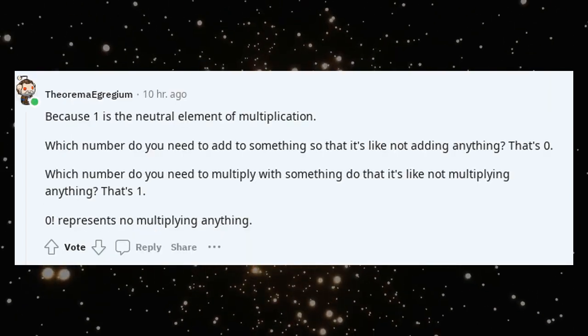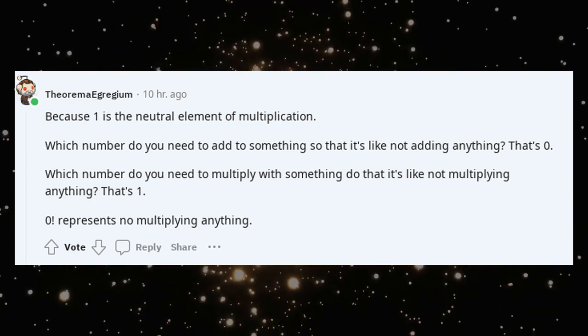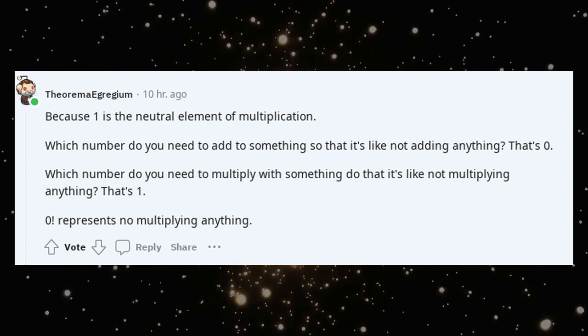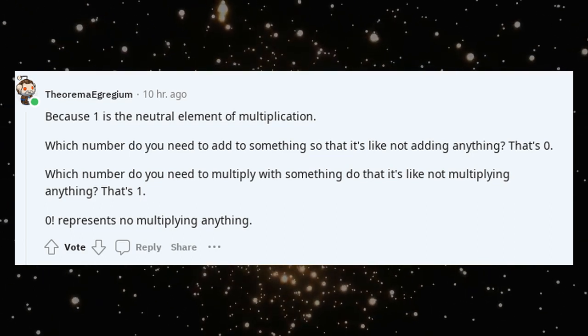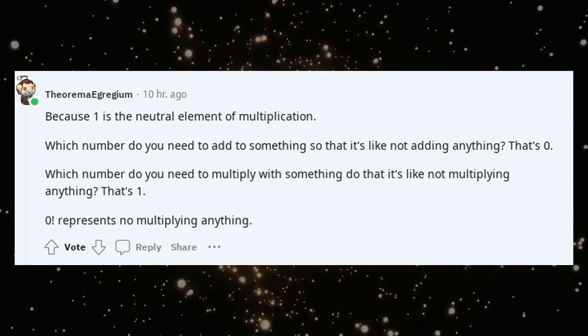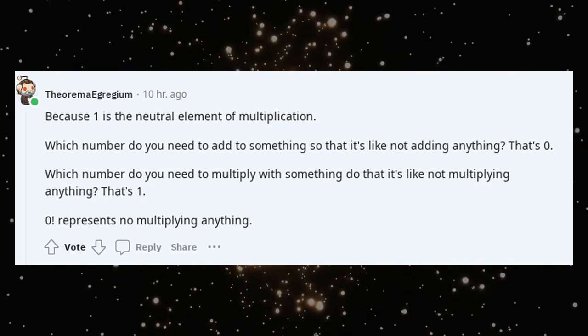Because 1 is the neutral element of multiplication. Which number do you need to add to something so that it's like not adding anything? That's 0. Which number do you need to multiply with something so that it's like not multiplying anything? That's 1. 0! represents not multiplying anything.